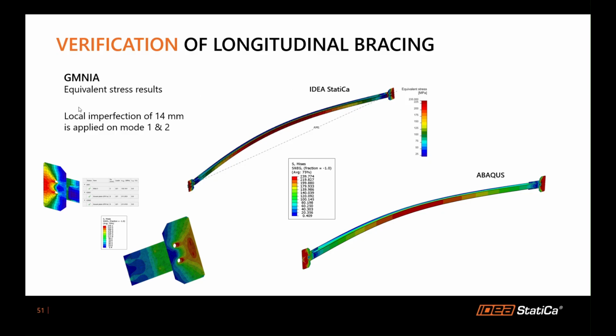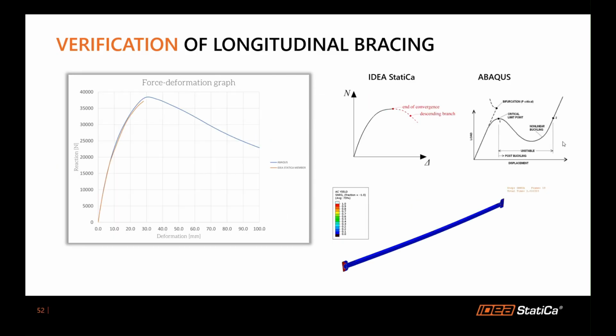We have done the GMNIA in the same way, adding a local imperfection of 14 millimeters, because we're working with the unstrengthened member. It's applied and you see exactly or almost the same results. The only difference we see is in the connections, and especially around the bolt holes. In Abaqus we see some higher stress peaks because of the finer mesh and more integration points around that bolt hole. But overall the results are quite the same. So that's good, and it helps our verification process and proves that IDEA StatiCa Member can be used also for you.